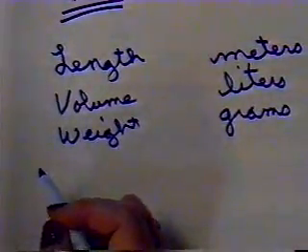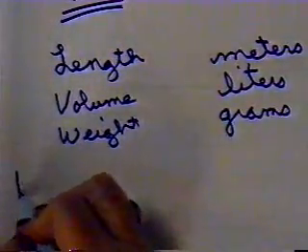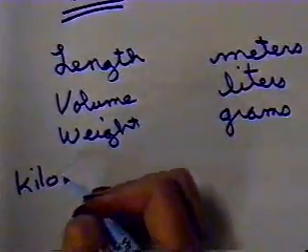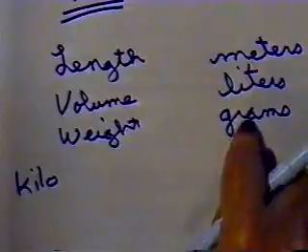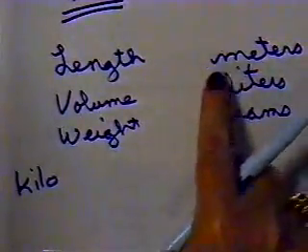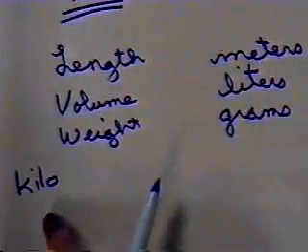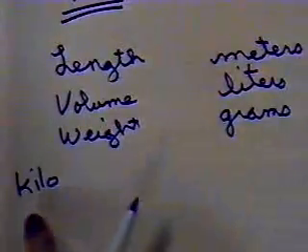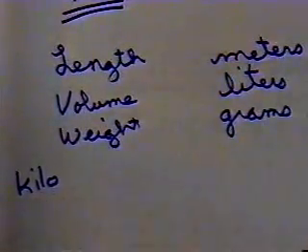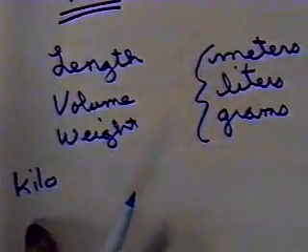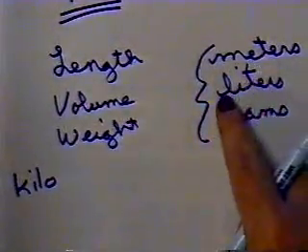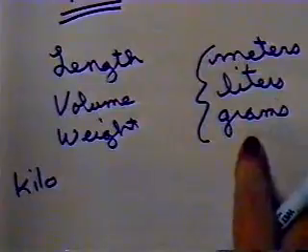In the metric system, and this is listed on page 14, we have kilo. These are prefixes that have to go in front of one of these. We could have a kilometer, a kiloliter, or a kilogram. These are all prefixes. They can't be used without using it with one of these words. So kilo, you either have to say kilometer, kiloliter, or kilogram.